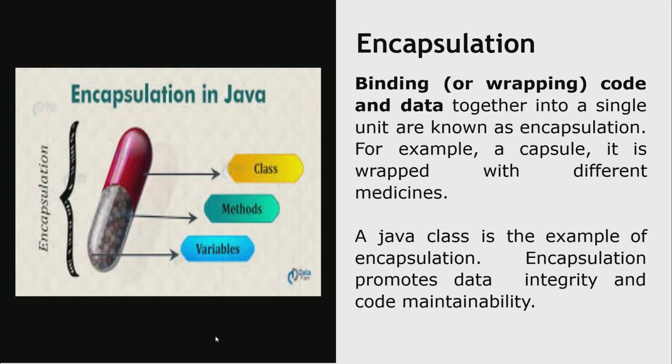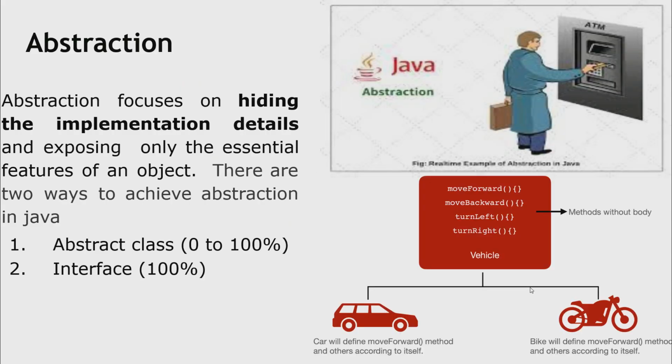Next one, encapsulation. Encapsulation means binding or wrapping the code and data together into a single unit. Here you see the example for encapsulation. We can consider a capsule. It is wrapped with different medicines. A Java class is a simple example of encapsulation. This class will contain all the methods and variables, its properties, everything encapsulated into the class. So encapsulation promotes data integrity and code maintainability.